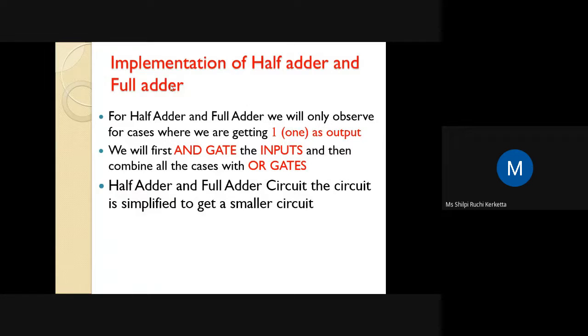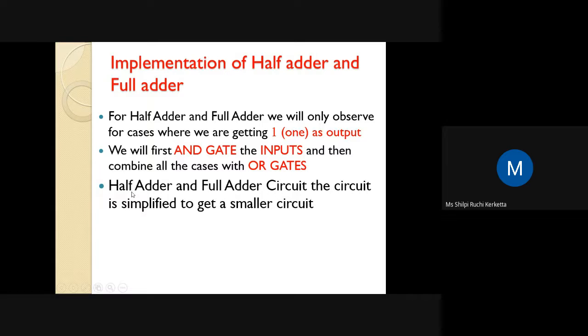So, implementation of half adder and full adder. We will observe the cases where we are getting a 1. So we will use the sum of products. Okay. So first we will AND the inputs, and then we will combine all the cases with an OR gate. First we are doing this product. So AND gate is the product, and then we are doing the sum part, which is the OR gate. So we are doing sum of products.